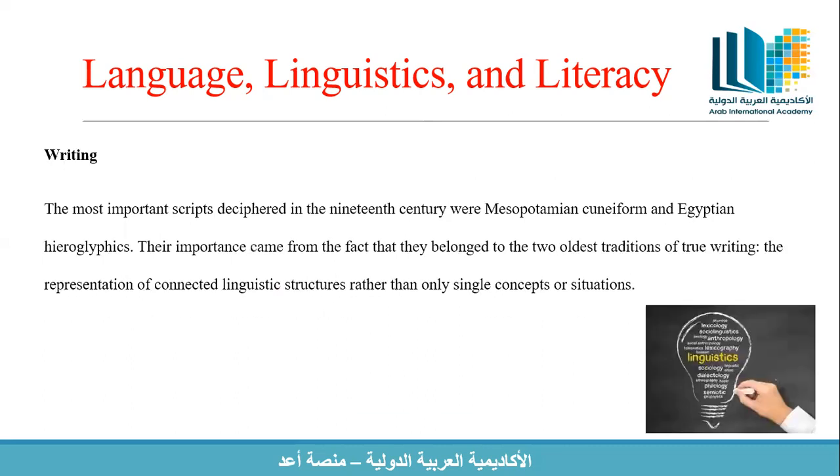Now we come to the last idea, which was writing. So the most important scripts deciphered in the 19th century were Mesopotamian cuneiform and Egyptian hieroglyphics. Their importance came from the fact that they belonged to the two oldest traditions of true writing, representation of connected linguistic structures rather than only single concepts or situations.